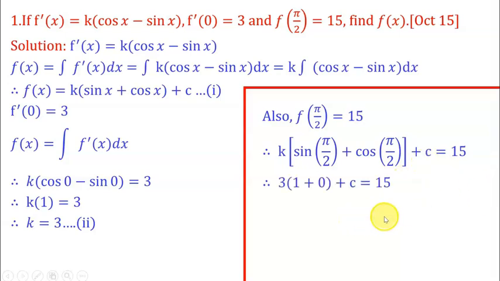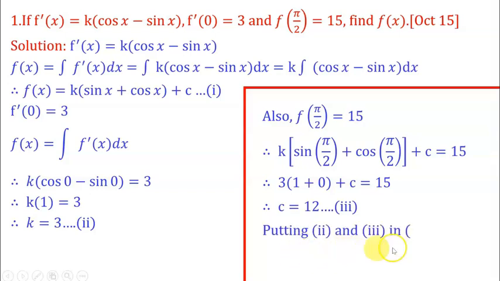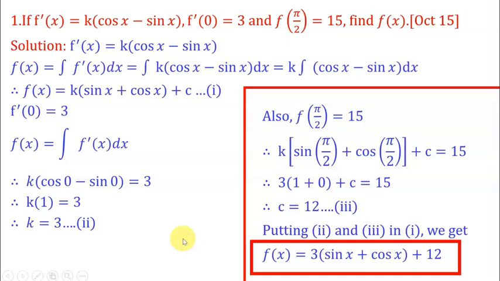After simplification, we substitute the value of k as 3. 1 plus 0 is 1, 3 into 1 is 3, so 3 plus c is equal to 15. Therefore c is equal to 15 minus 3, that is 12. Now substitute the values of c and k in equation number 1, then you will get the function f of x. Putting the values of 3 and 12 in 1, f of x is equal to 3 (sin x plus cos x) plus 12. This way we have completed this.